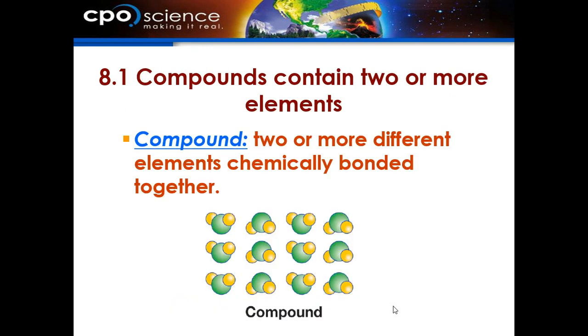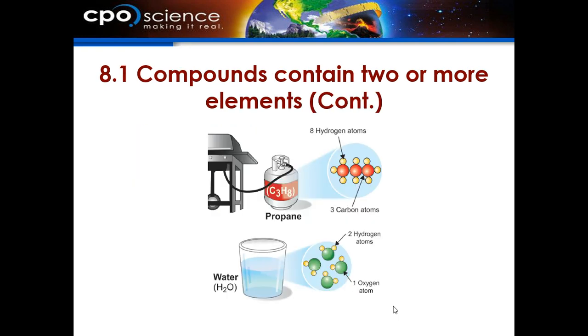Now, next learning target was compounds and elements. A compound is two or more different elements chemically bonded together. So, like water was our example before. Water we know is made of hydrogen and oxygen. That is a compound. Hydrogen and oxygen are chemically bonded together. There are chemical bonds that actually hold those atoms together to make a compound.